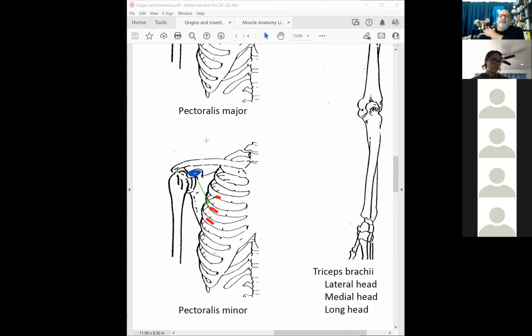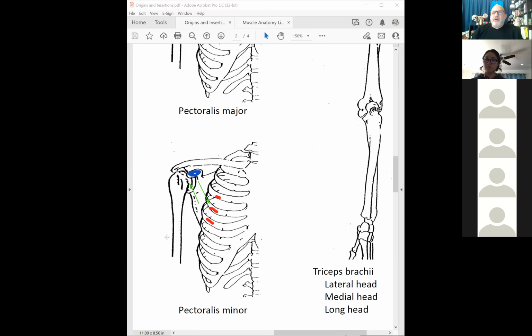So notice if I stabilize my scapula with other muscles, then when this muscle contracts, instead of my scapula coming down, my ribs would come up, right? Elevating the ribs, like helping in that inhalation. There's 3 actions. So there are indeed 3 actions for this muscle.